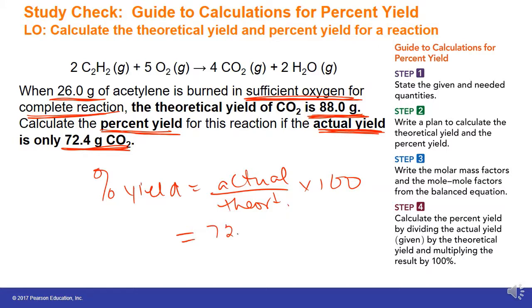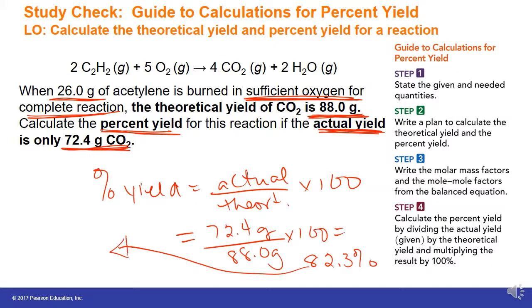So percent yield is equal to actual over theoretical times 100. So we say 72.4 grams divided by 88.0 grams times 100. And we end up with the value of 82.3%, 3 sig figs. And so what we can say is that this reaction is 82.3% efficient. So the efficiency of this reaction is going to be 82.3% because this is our percent yield that we normally get for this reaction.